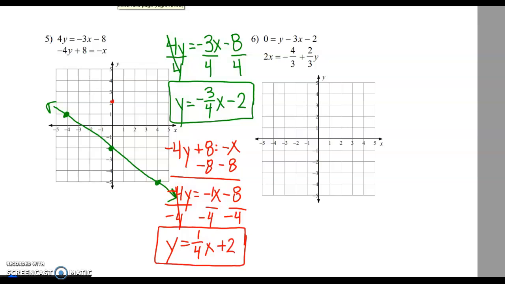So y-intercept is 2. Slope is 1/4 positive. So I go up 1, right 4, or down 1, left 4. So I can see there, the point that they have in common is x value is -4, y value is 1.